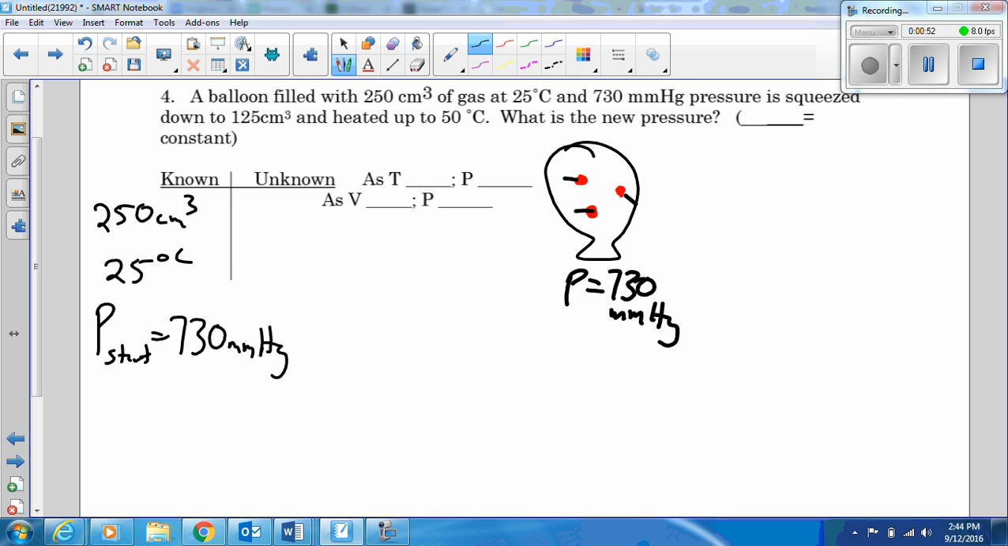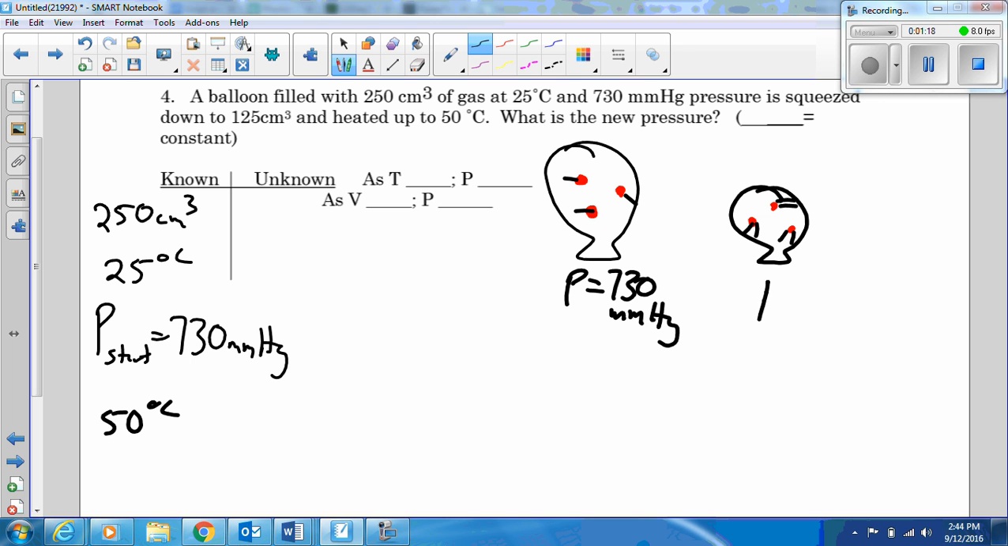What happens to this thing? Well, it's squeezed and it gets smaller. So my after picture is going to be a little bit smaller. And nothing has changed about the dots, so I'm still going to put 3 dots in there. But the temperature has gotten higher. The temperature at the end is 50 degrees Celsius. So I'm going to see some extra squiggles on this.